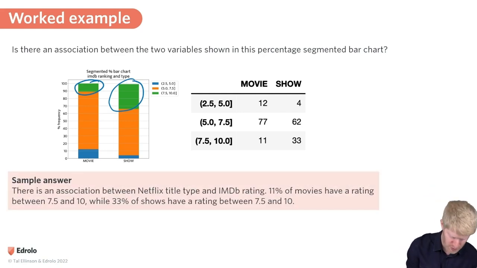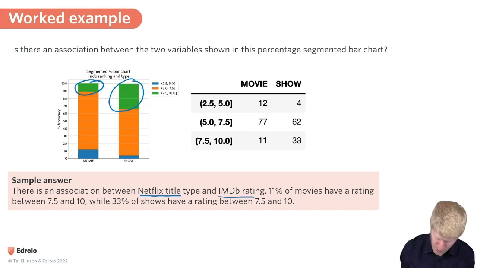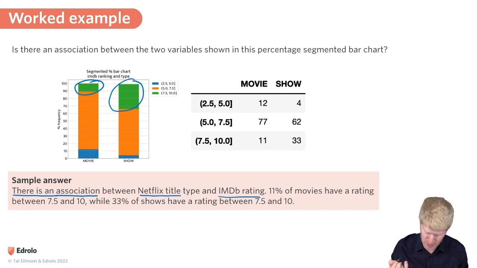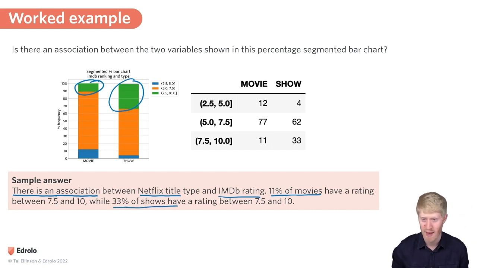Is there an association? Yes, we say there is an association between Netflix type and IMDb rating. Notice there that we're naming the variables that we're looking at. We now want to quote some percentages to support our answer. We say that 11% of the movies have a rating between 7.5 and 10, and 33% of the shows have a rating between 7.5 and 10. And that quoting of that difference in percentage is enough to show that there is an association between the two variables.